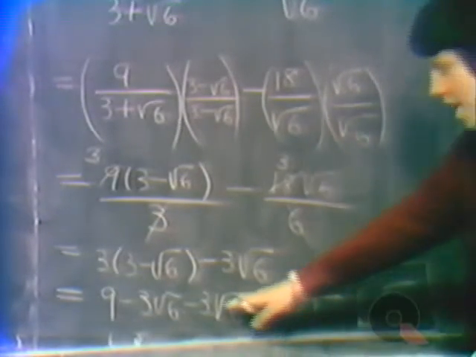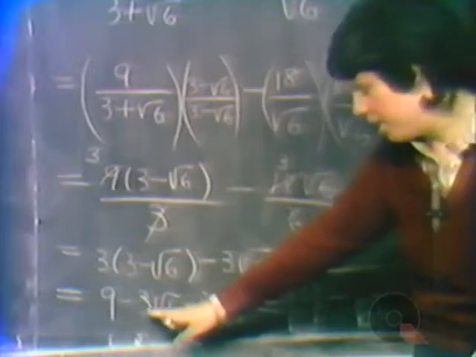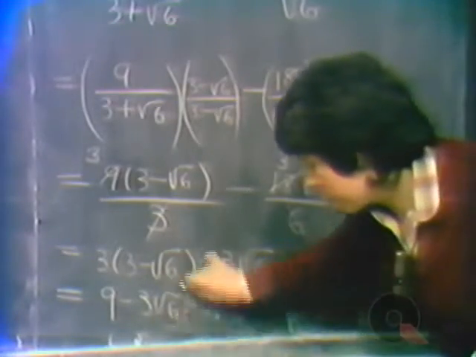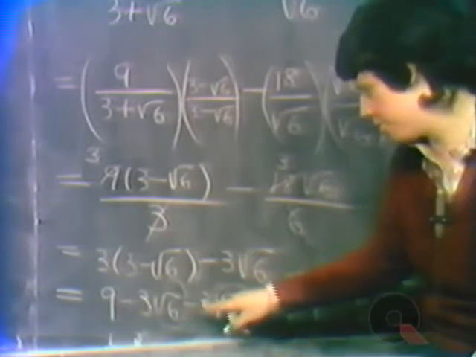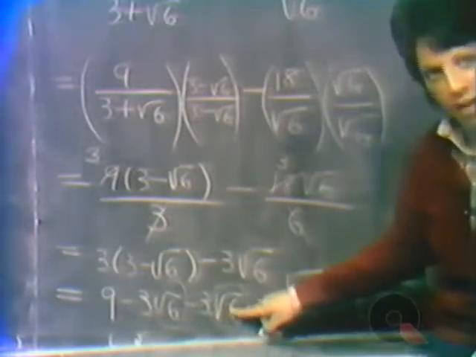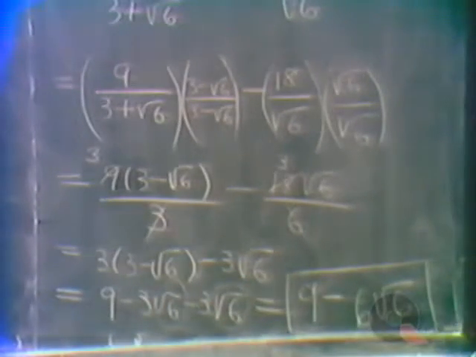Okay, it's not 6 the square root of 12, okay? It's like if you had 3 apples and 3 apples, you'd have 6 apples. So you have 3 of this and 3 of this, you have 6 of that, whatever that is. In this case, the square root of 6.